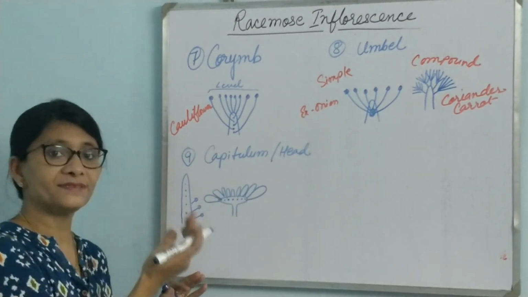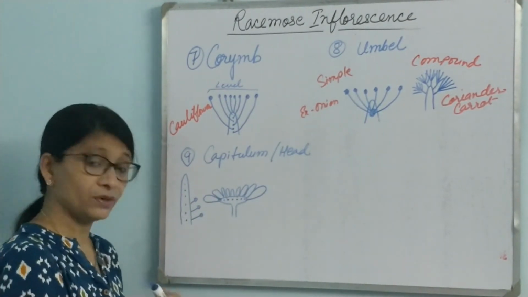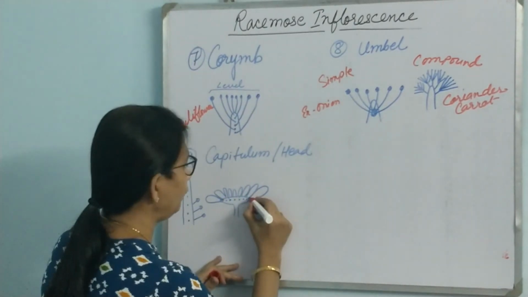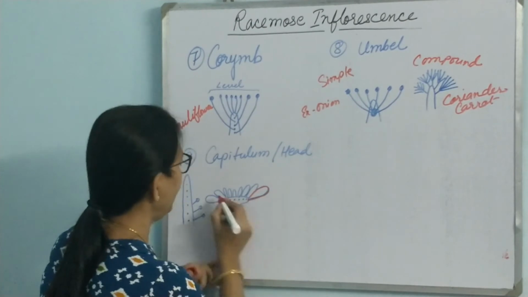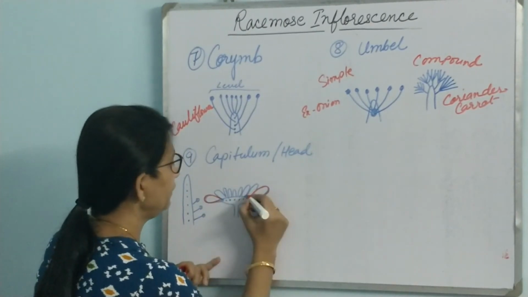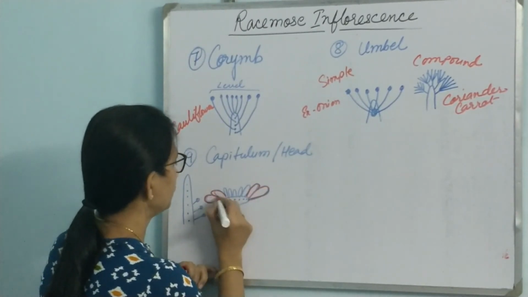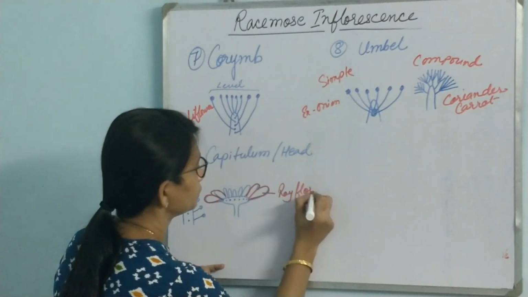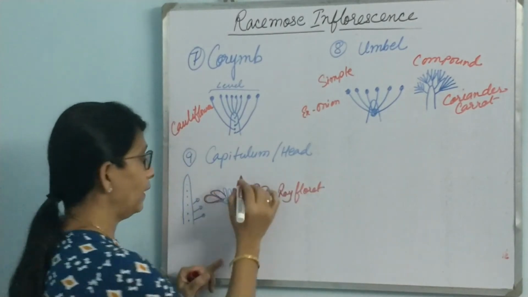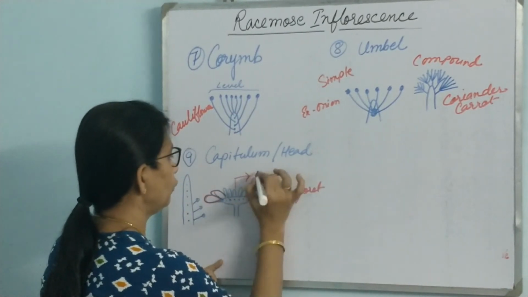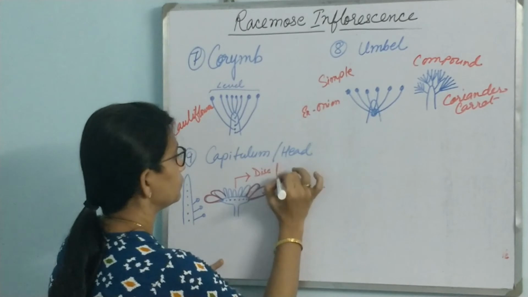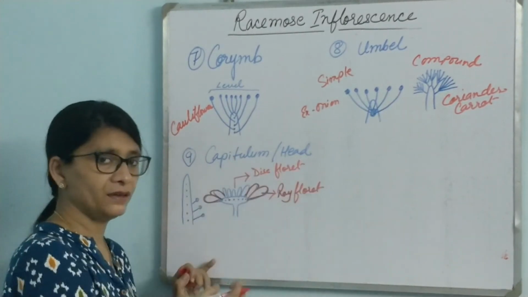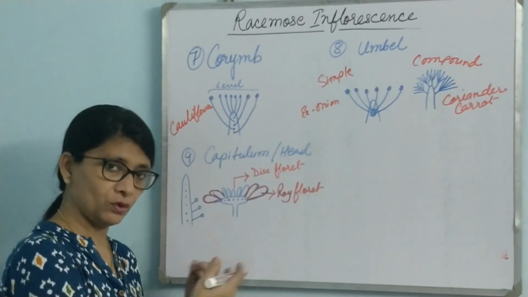So this is known as head, which we commonly see in sunflower, where the side flowers are very bright and colorful yellow. These are known as ray florets. And the middle ones are known as disc florets. There are some differences between ray floret and disc floret, which we shall discuss when we do individual families.